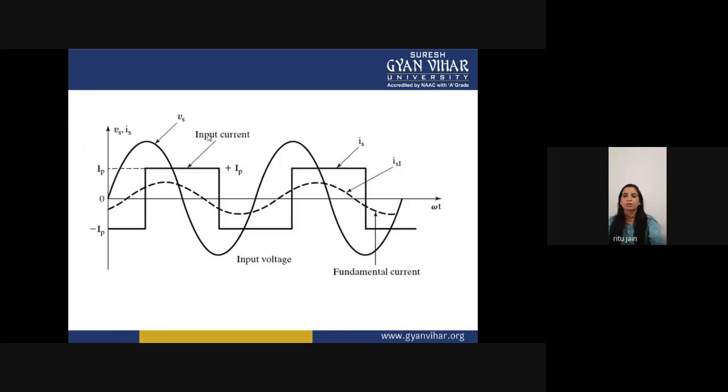So this is our waveform, in which you can see the primary current and the input current, Is, Vs, going from minus Ip to Ip. This is your input voltage, the fundamental current Is1. You can see this is your supply voltage, this is your output voltage, and this is your input current, with its peak value from minus Ip to Ip.